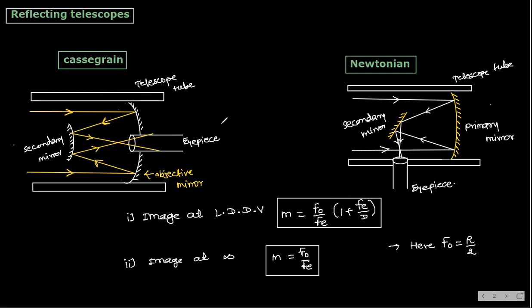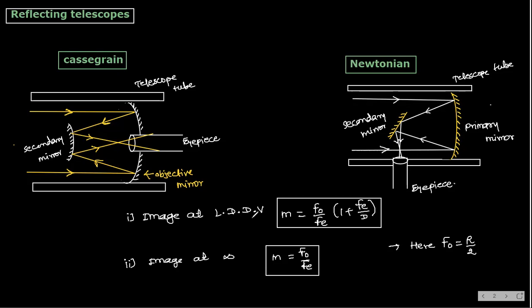Similarly, see here in the Newtonian telescope, again this is the telescope tube, this is the primary mirror, a concave mirror only, and here he has used a plane mirror. The rays are coming from infinity objects, and they intersect here, which you watch from the eyepiece. That is how your image gets formed.